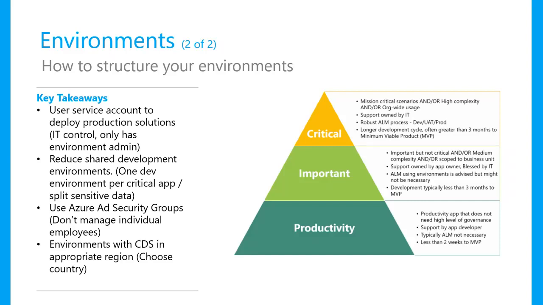Reduce the shared development environment. So again, this is one dev environment per critical application. And this means that you're splitting out sensitive data. And that might mean that, for example, the sensitive information that one critical application, app A, has, app B doesn't have access to. So that means we're making sure that the development team, if they're working on app B, don't have access to the critical app data for app A, and we're splitting that out and making sure things are staying nice and secure.